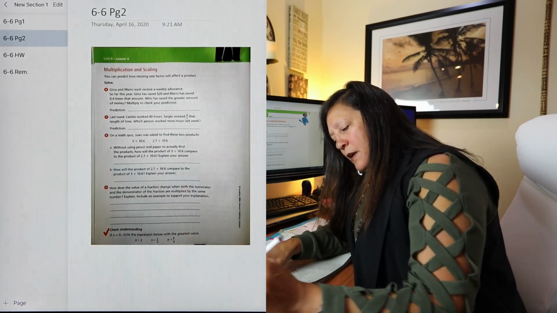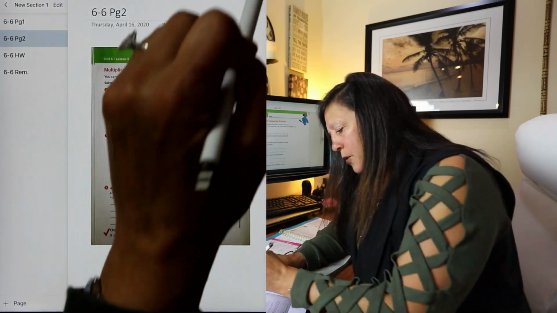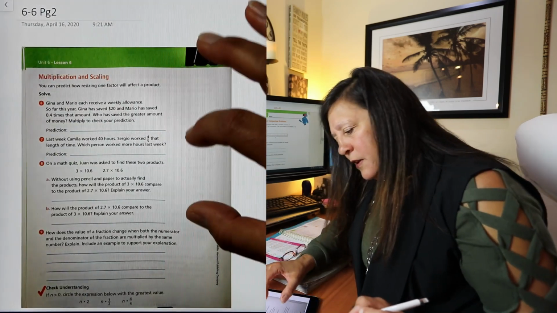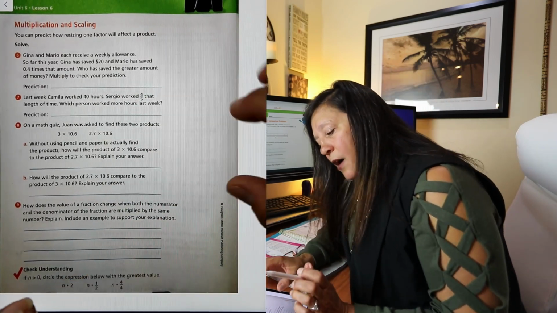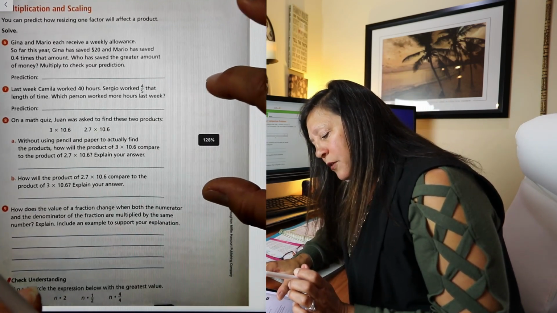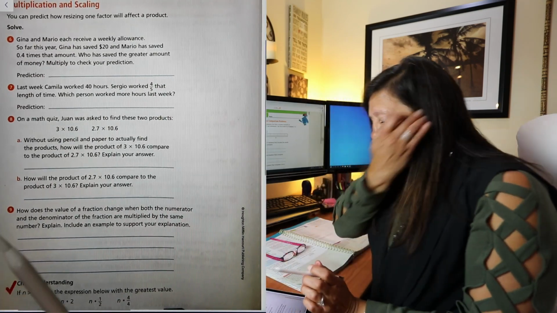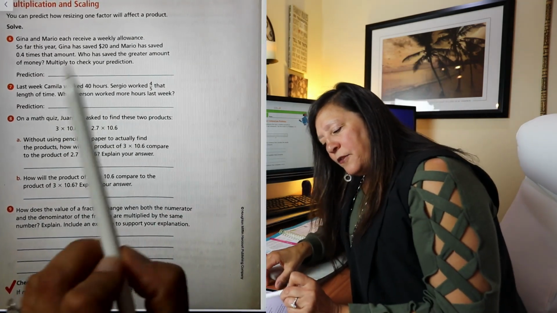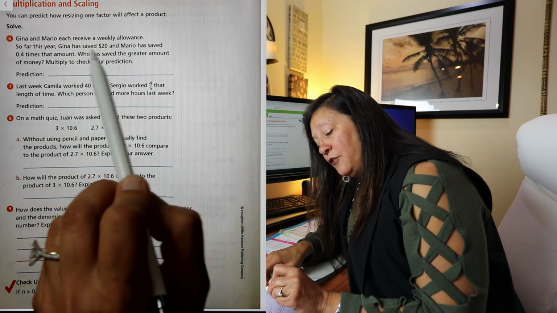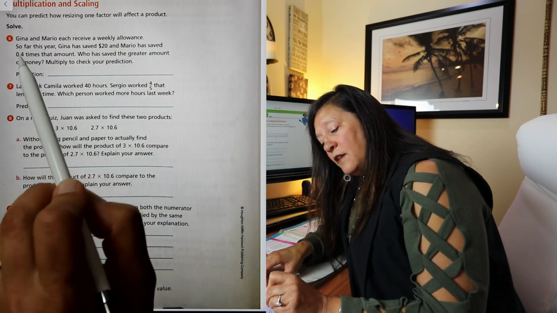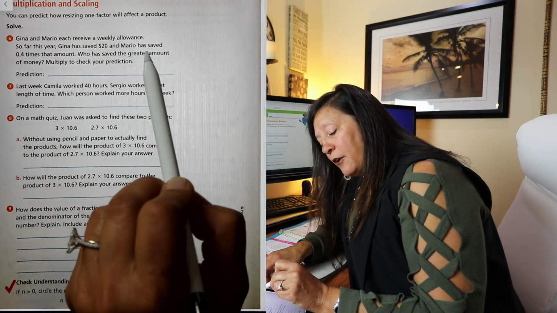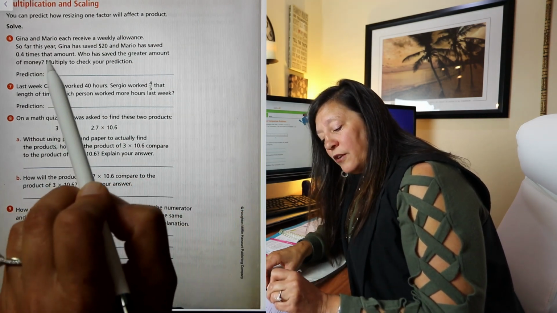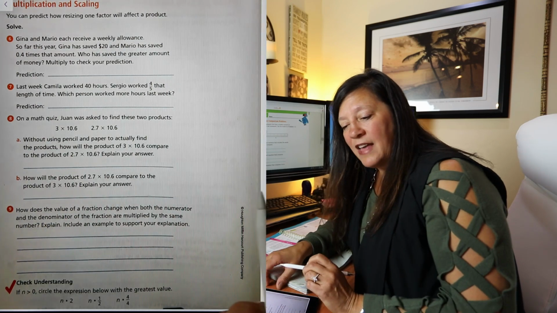Okay, let's go on to page 2, do some more word problems here. Multiplication and scaling. You can predict how resizing one factor will affect a product. So let's solve these together. Number 6, Gina and Mario each received a weekly allowance. So far this year, Gina has saved $20 and Mario has saved 0.4 times that amount, or 4/10 that amount.